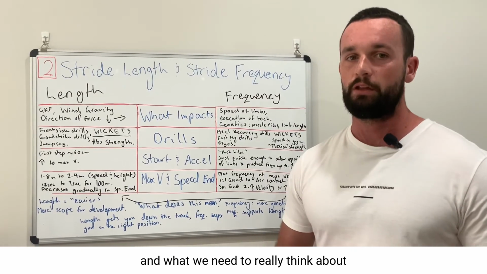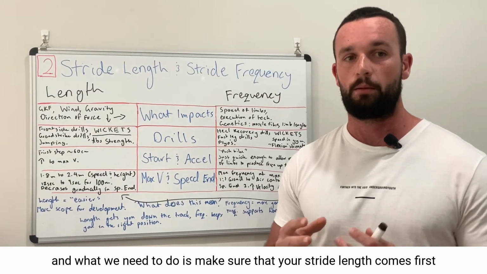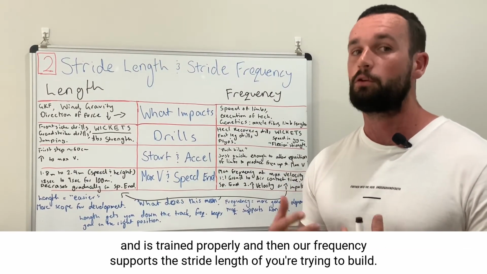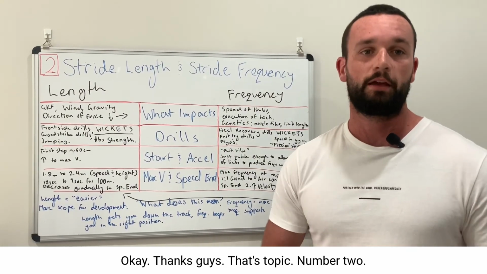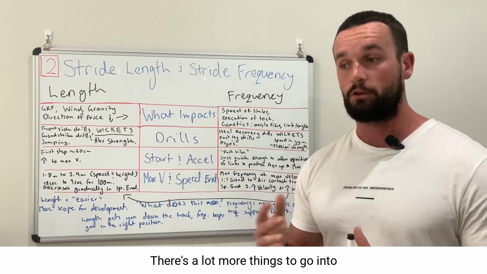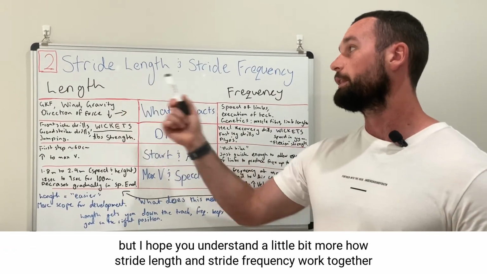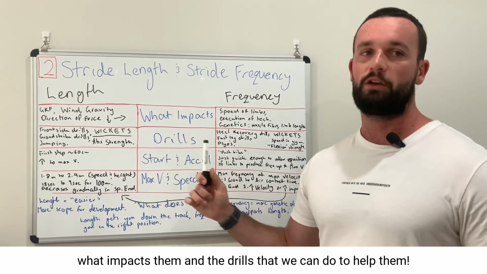And what we need to really think about and what we need to do is make sure that your stride length comes first and is trained properly, and then our frequency supports the stride length that you're trying to build, okay? Thanks guys, that's topic number 2. There's a lot more things to go into, but I hope you understand a little bit more how stride length and stride frequency can work together, what impacts them, and the drills that we can do to help them.